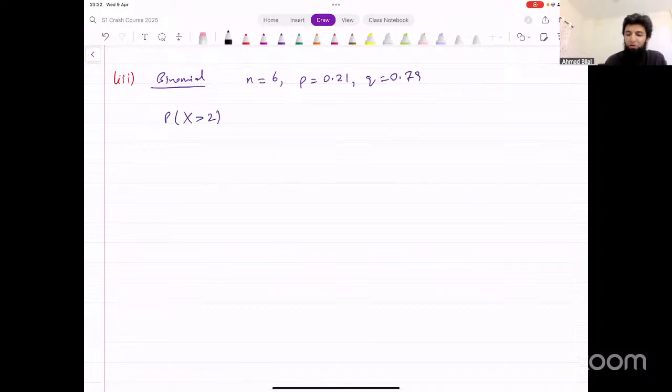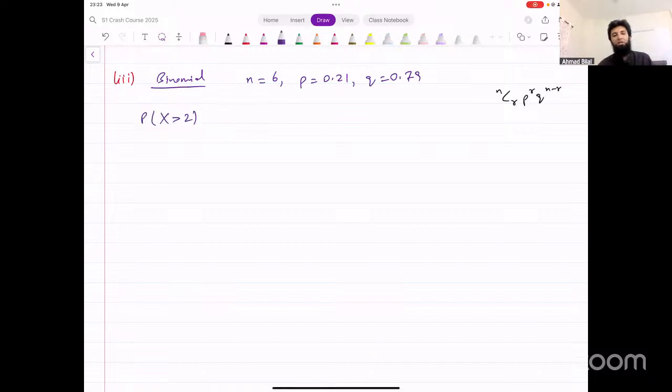The formula for binomial, what's that? nCr p raised to power r q raised to power n minus r. Greater than 2 means we have to calculate probabilities for 3, 4, 5, and 6. Or we could do it the other way around, which would just reduce one calculation. If you want, you can do that. You can also do 1 minus probability of x less than or equal to 2. That will also work. You can also try that.